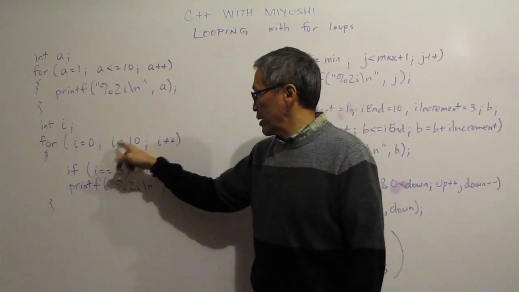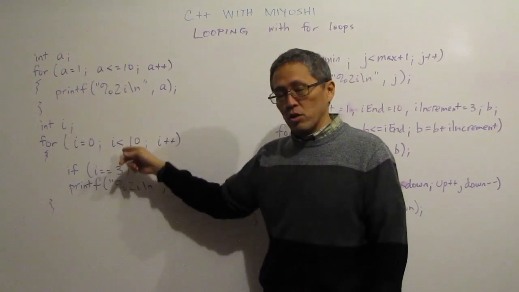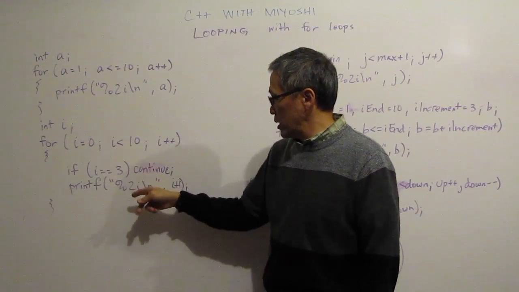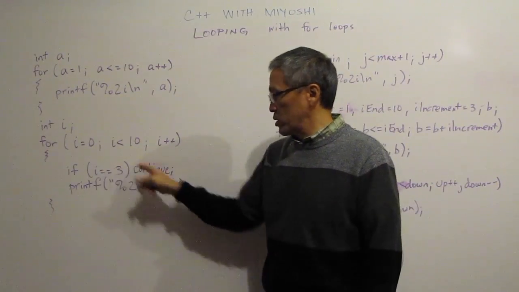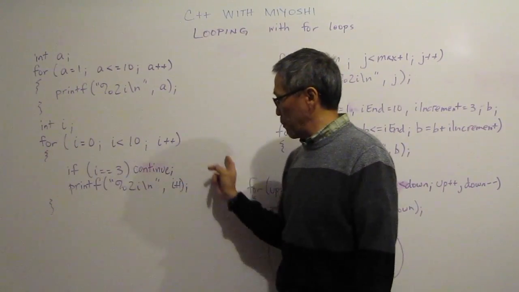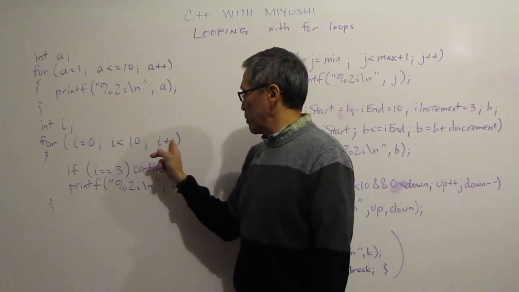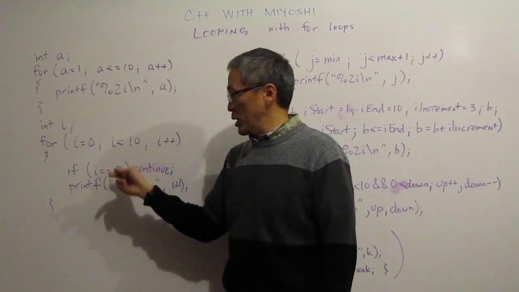Come back to the top. Increment, now i is 2. 2 is not 3, so 2 is less than 10 still, but 2 is not 3, so I'm going to keep going. So now I print out my 3, come back to the top, increment it by 1, now i is 3 instead.